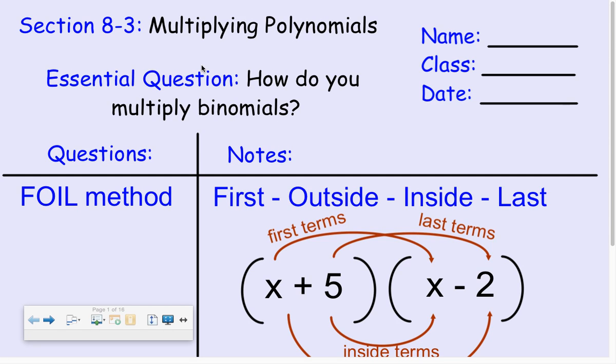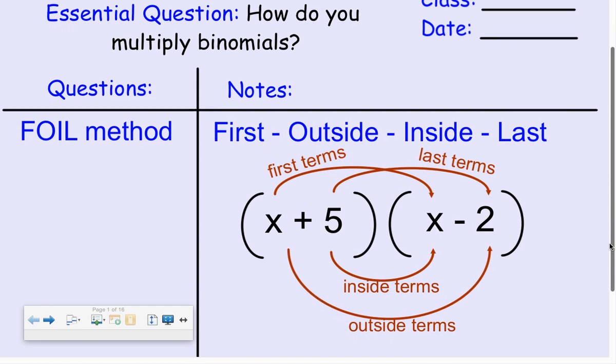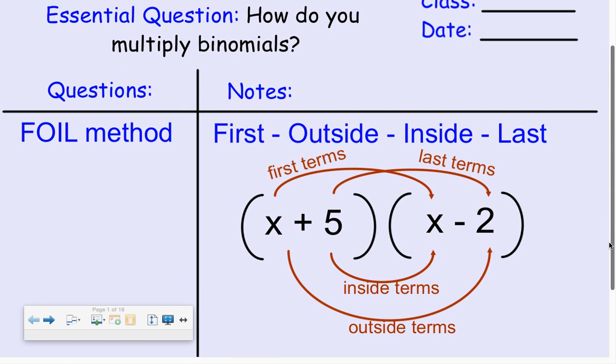Section 8.3, multiplying polynomials. Essential question: how do you multiply binomials? So we are going to use something called the FOIL method to multiply binomials. FOIL stands for first, outer, inner, and last. Each of these things, the x plus 5 and the x minus 2, is called a binomial. And we're going to take those binomials and multiply them by each other using the FOIL method.